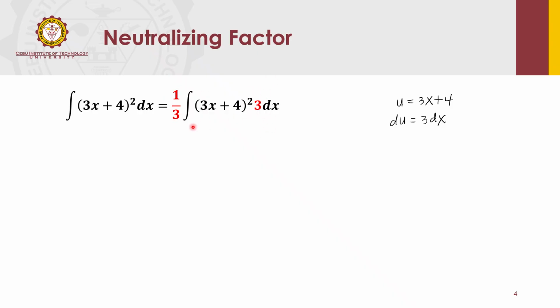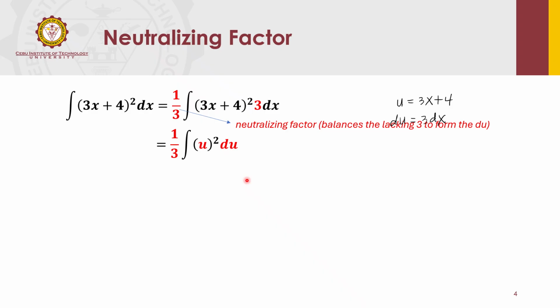So you're not changing the value of the square root of 3x plus 4 dx. Your goal is to transform this 3 dx to du and this 3x plus 4 to u. So this 1/3 here is what we call a neutralizing factor. To neutralize, it balances the lacking 3 to form the du, right?